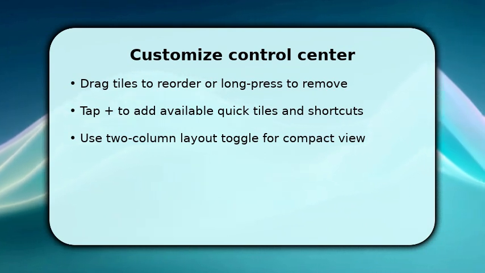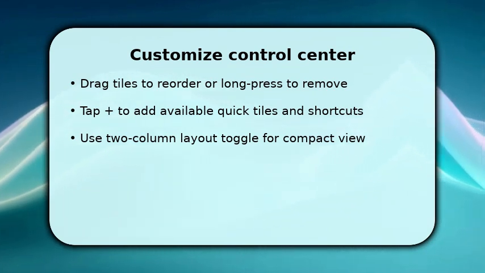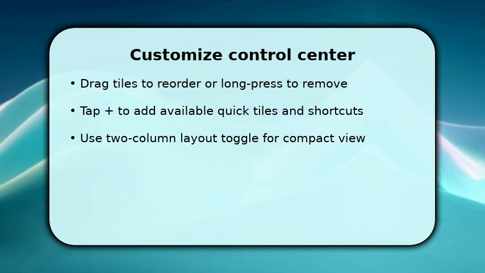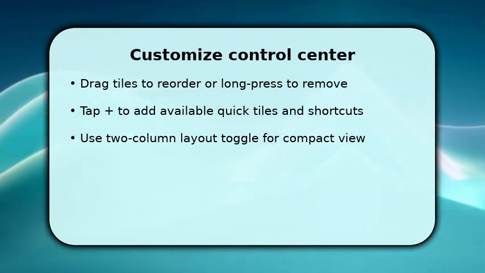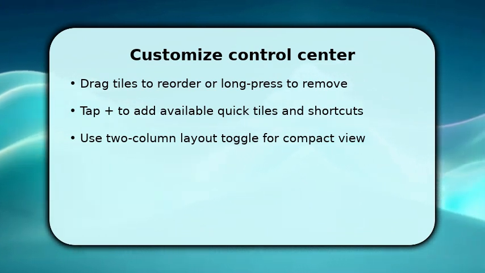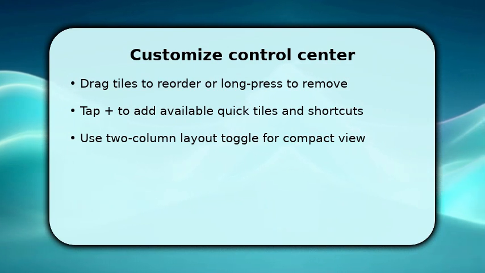To add, tap the plus or Add Tiles area, then pick items like flashlight, screen recorder, or NFC and drag them into the active area. If you prefer a compact view, switch to the 2-column layout. Once done, test the swiping gesture to ensure the control center appears as you expect.